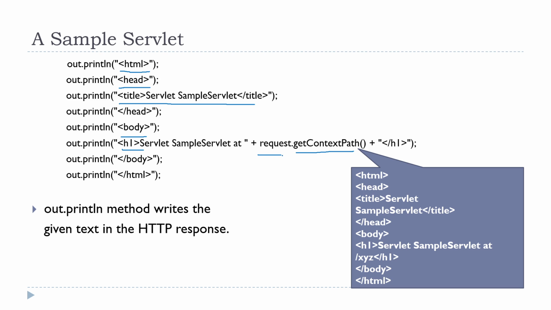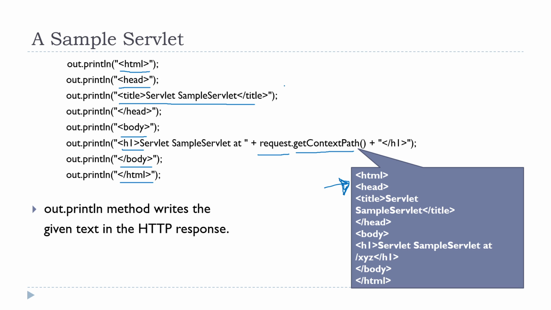So request.getContextPath will print the context path of our application. It is nothing but the URL using which the client will be accessing our servlet. Then we close the body and we close the HTML. So the response will now contain all the text that we have written here using the out.println, and this is what our response will look like. This is the HTML file that is going to be sent to the client.